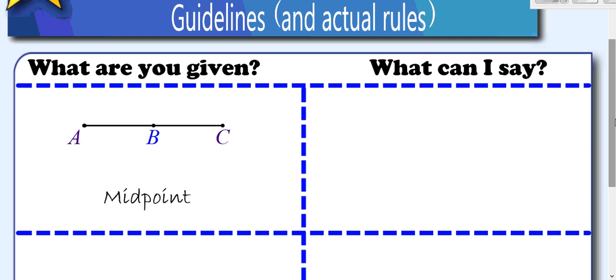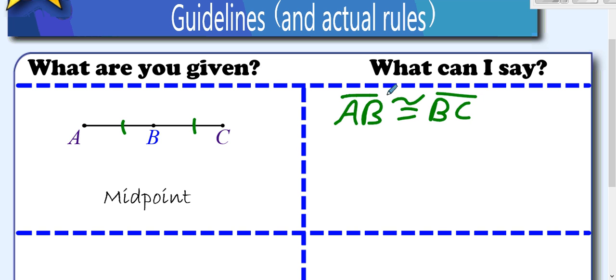So very similar to what we just had. If B is the midpoint, that means that these two sides are congruent. AB is congruent to BC. Because that's the midpoint. That's the definition of midpoint.